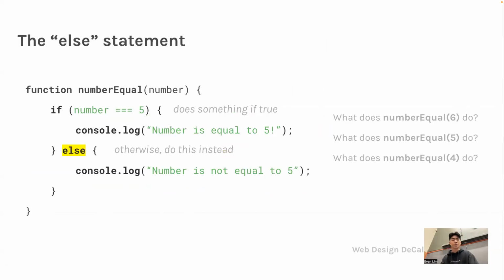Now, what if we introduce the else statement? So now you can think of these two statements as connected. If this thing is true, do this code. Otherwise, do this code. So it's very similar to English. If this, do that. Else, do this. And so now we pass a number, and if we run through this functionality, it would essentially tell us whether or not our number equals 5.